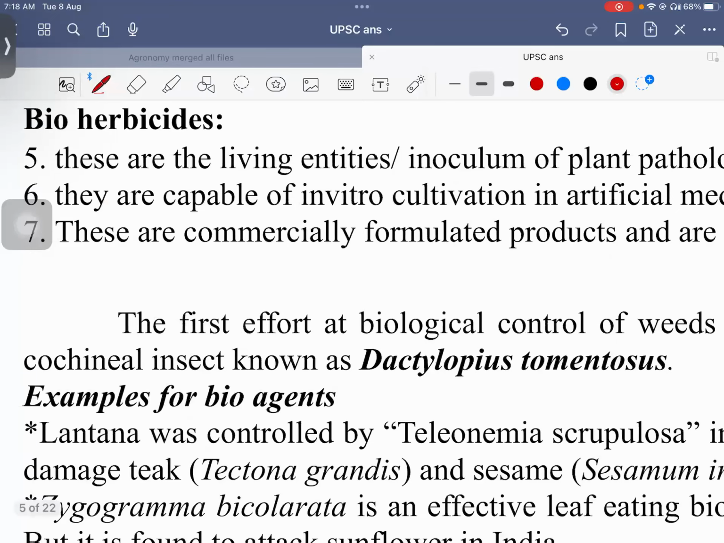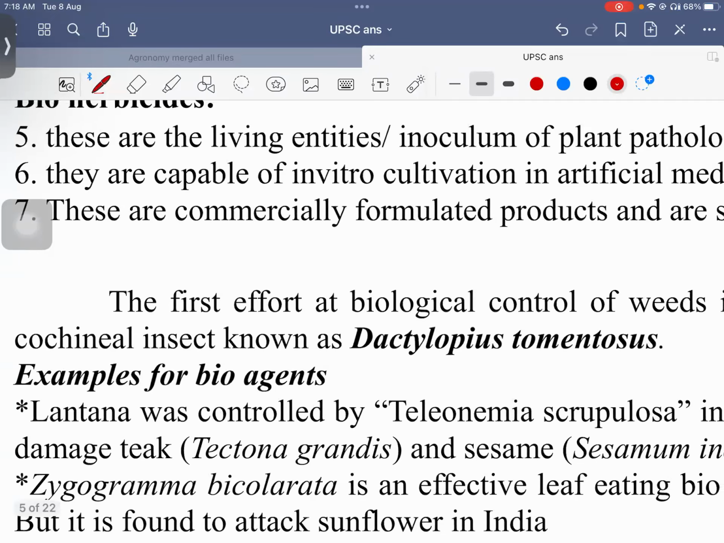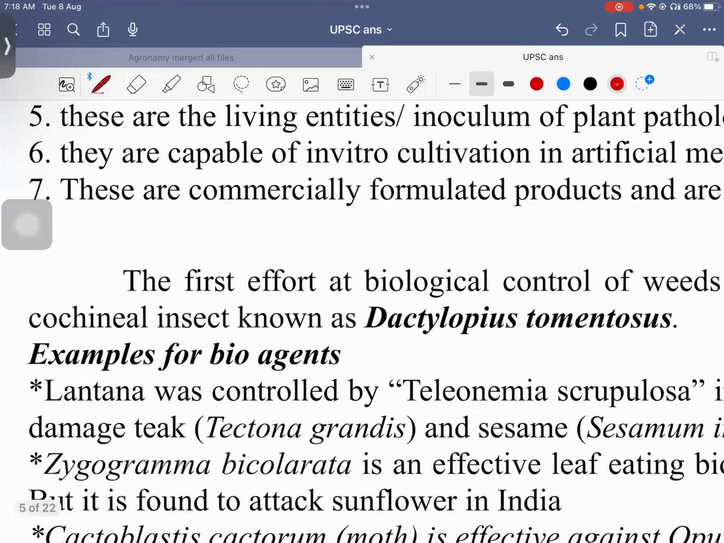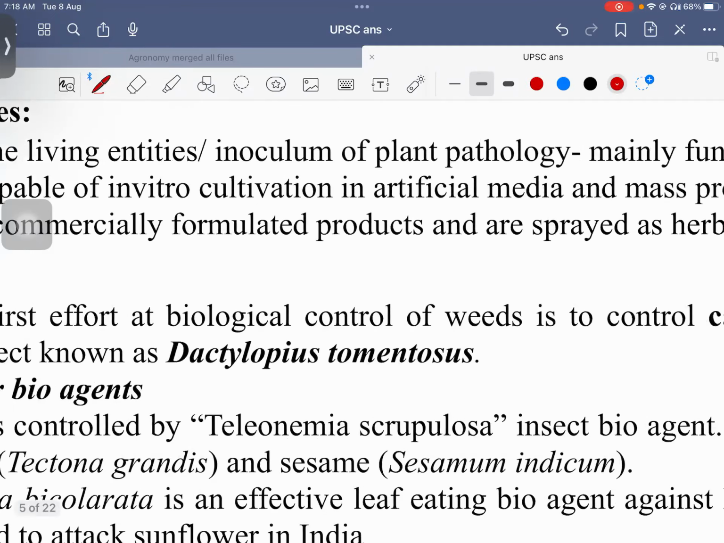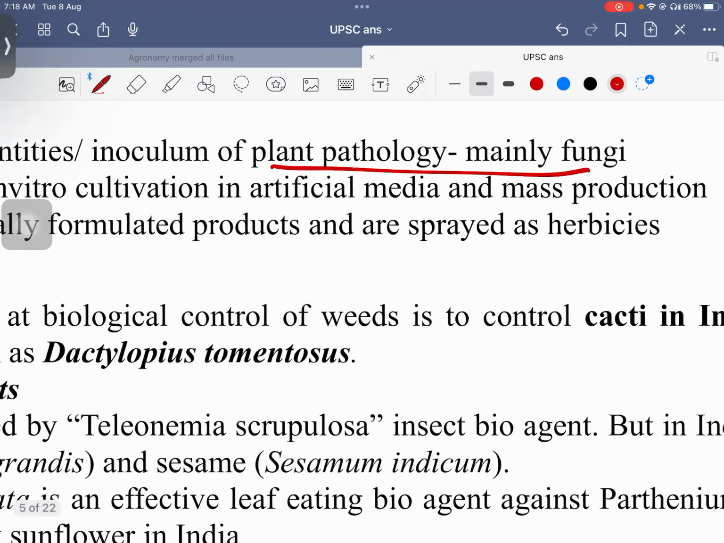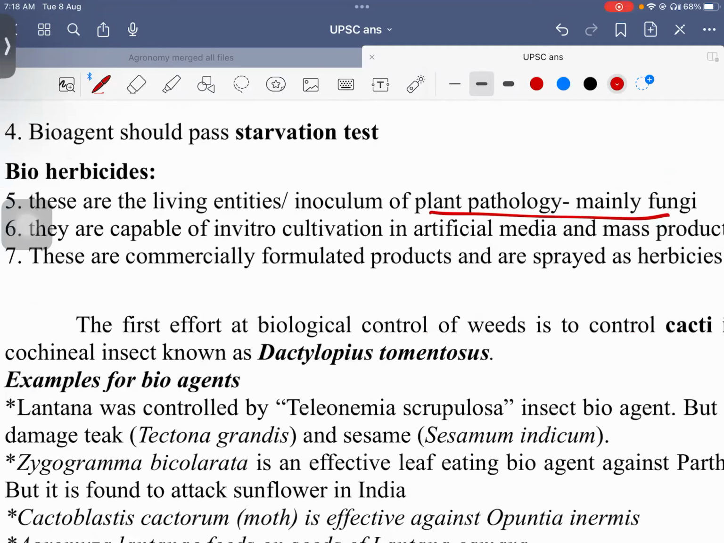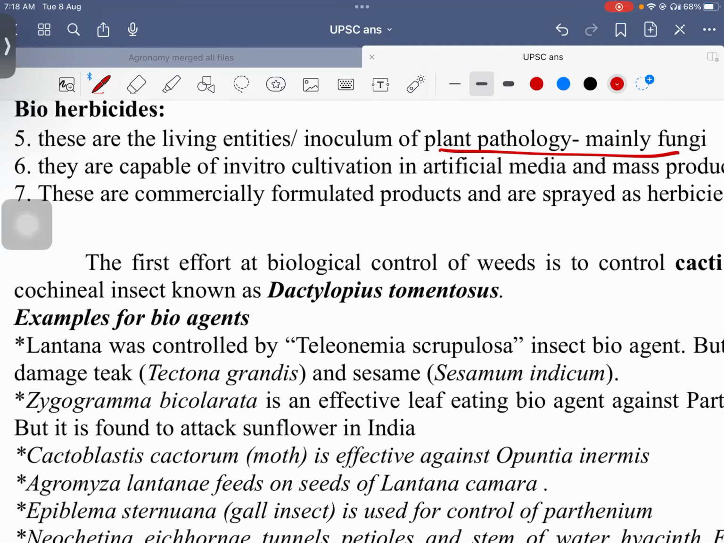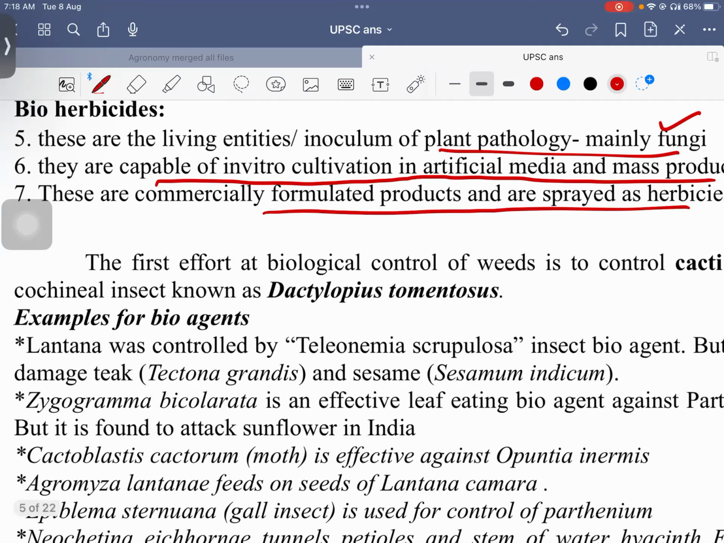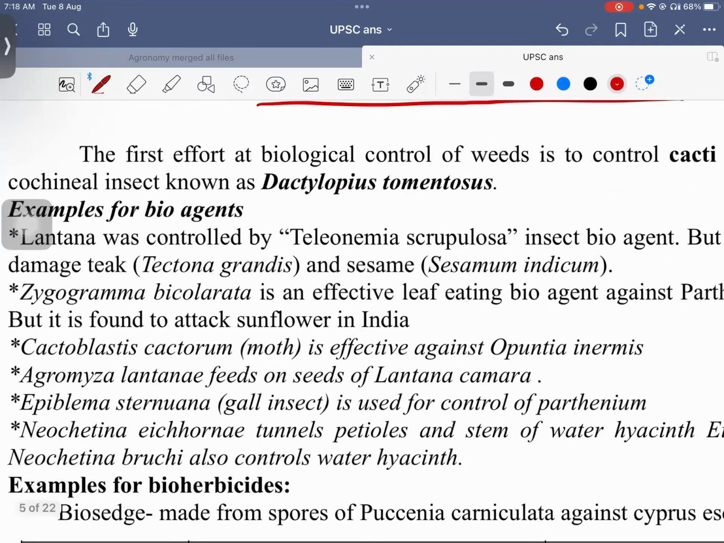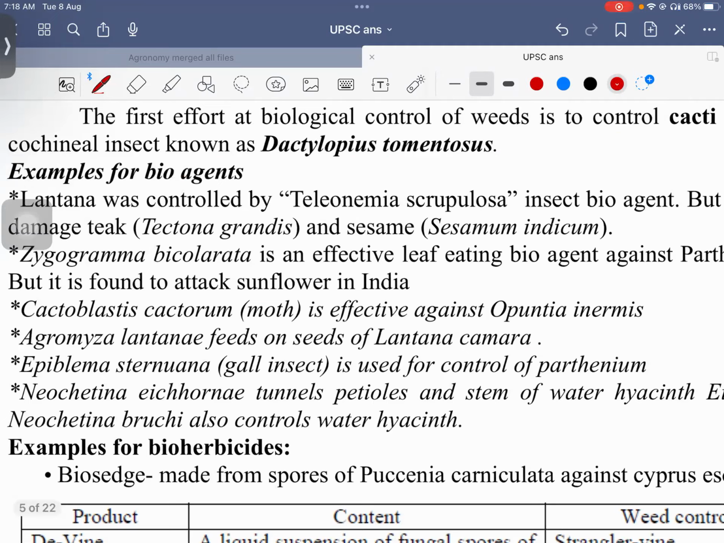As they are living entities, the inoculum is from plant pathology, mainly fungal. What we use in our day-to-day bioherbicides are mostly fungal in origin. Then they are capable of in vitro cultivation in artificial media. They are commercially formulated and sprayed as herbicide. So what are the examples?